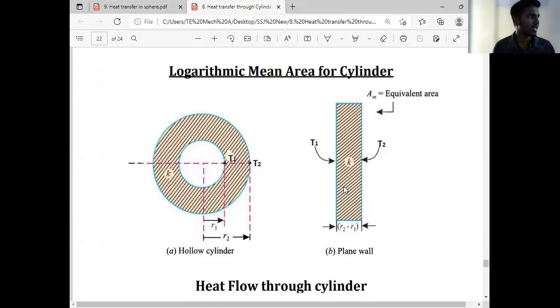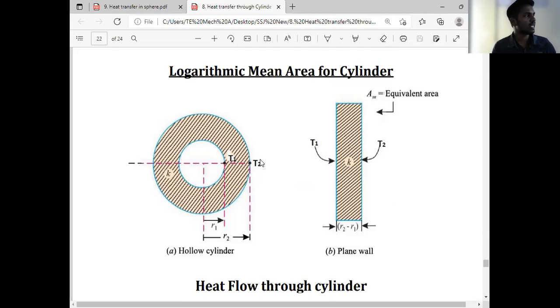What we have to do is find out such an area. We have to calculate the area of the plane wall. Whatever heat transfer takes place through the plane wall, that same amount of heat transfer takes place through the cylinder. We want the same heat transfer through the plane wall as through the cylinder. So we have to find the area of the plane wall in terms of the cylinder, meaning the cylinder dimensions: inner radius is R1, outer radius is R2. By using that we calculate the area for the plane wall.